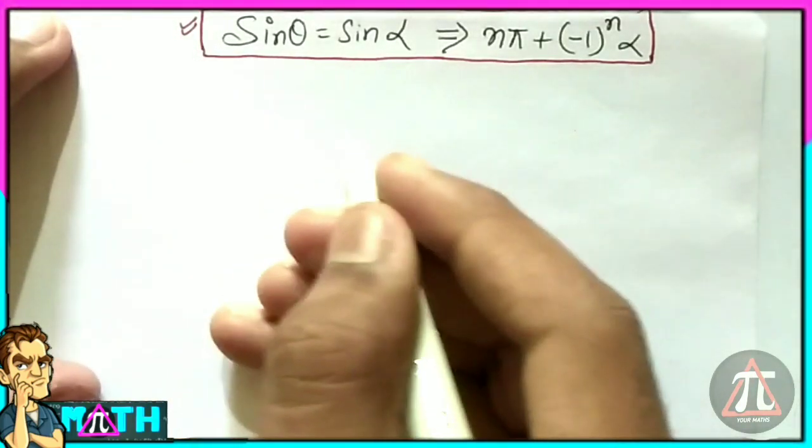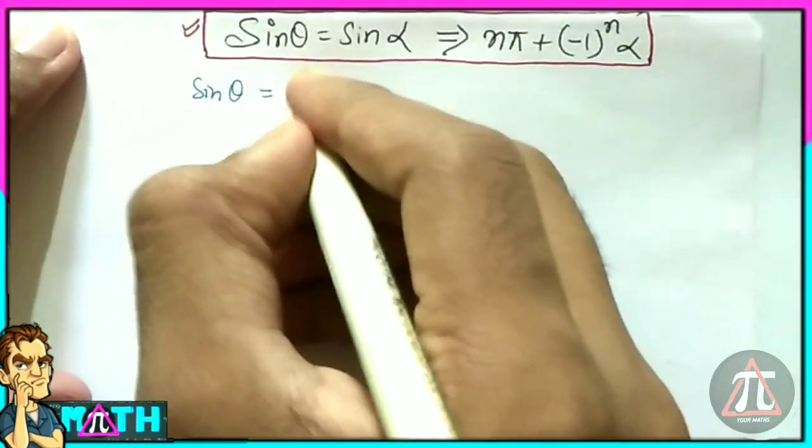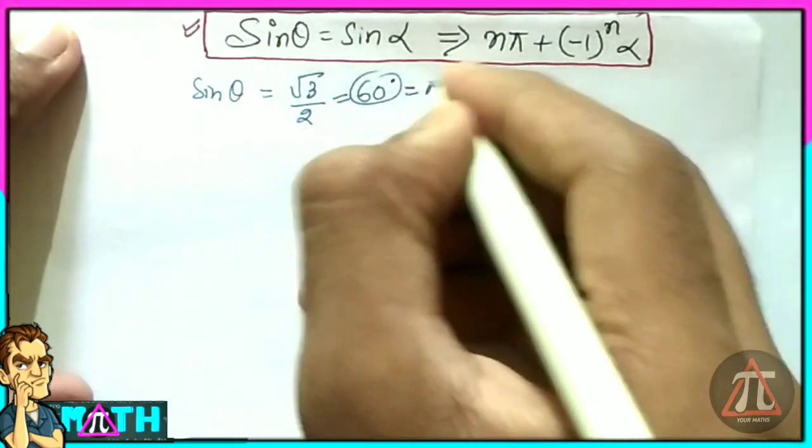So this is the general formula of sine theta, in which theta belongs to all possible angles. Now let's take an example in which sine theta equals root 3 by 2, which is sine 60 degree, or sine pi by 3.